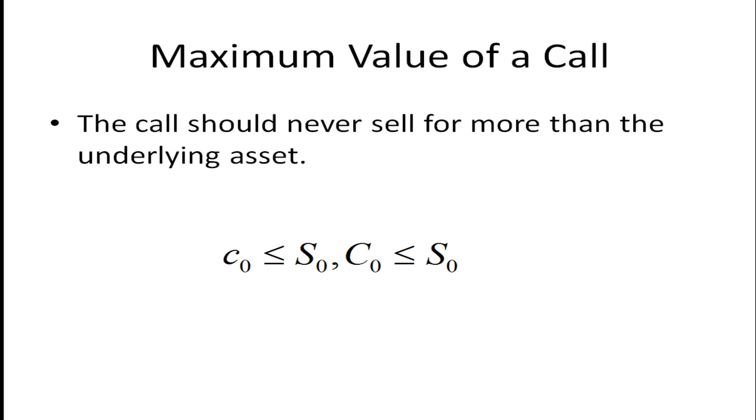The maximum value for a call is that it can never sell for more than the underlying asset. So if you buy a call option, that gives you the right to purchase the shares of stock at the exercise price, and clearly it makes sense that it can never be worth more than the stock itself. And this would be true for both a European and an American style call.